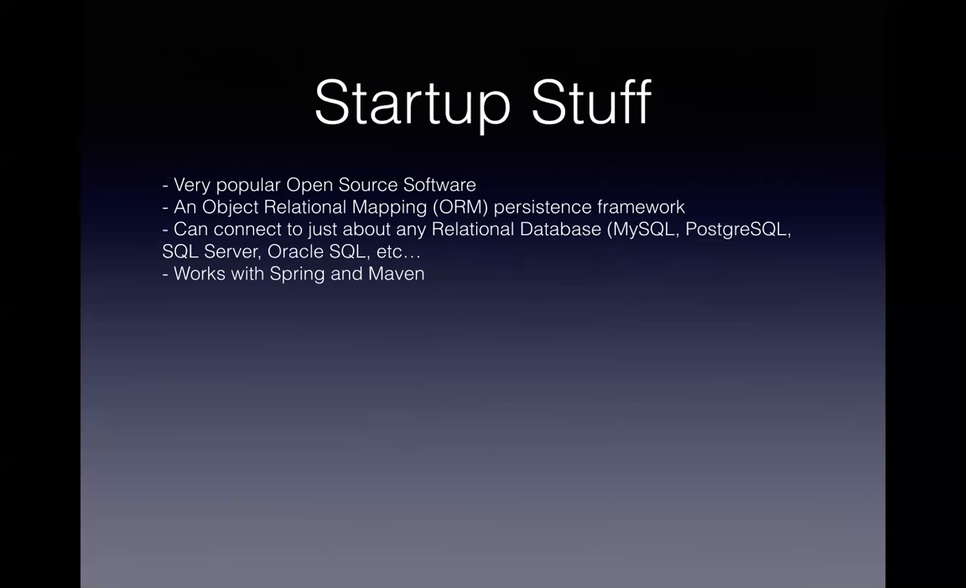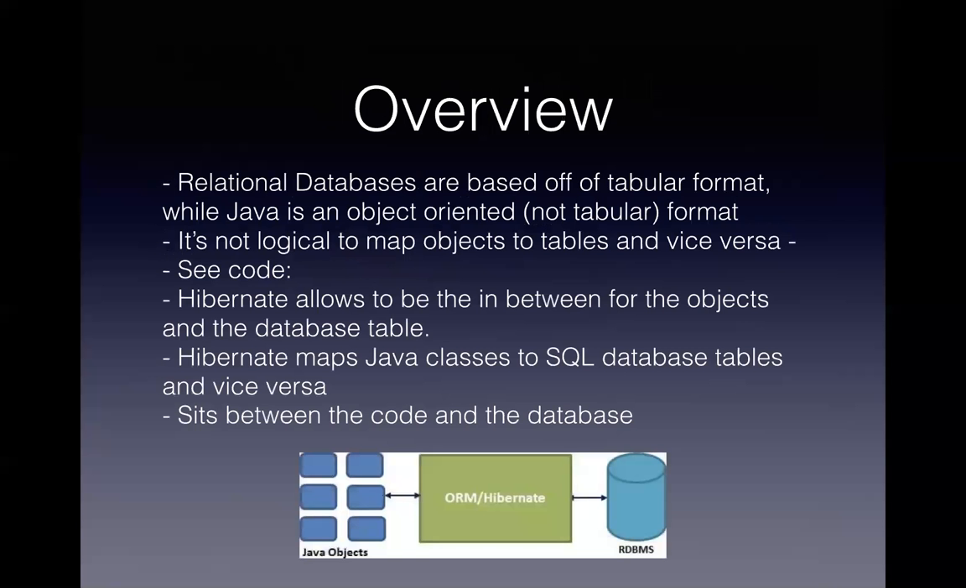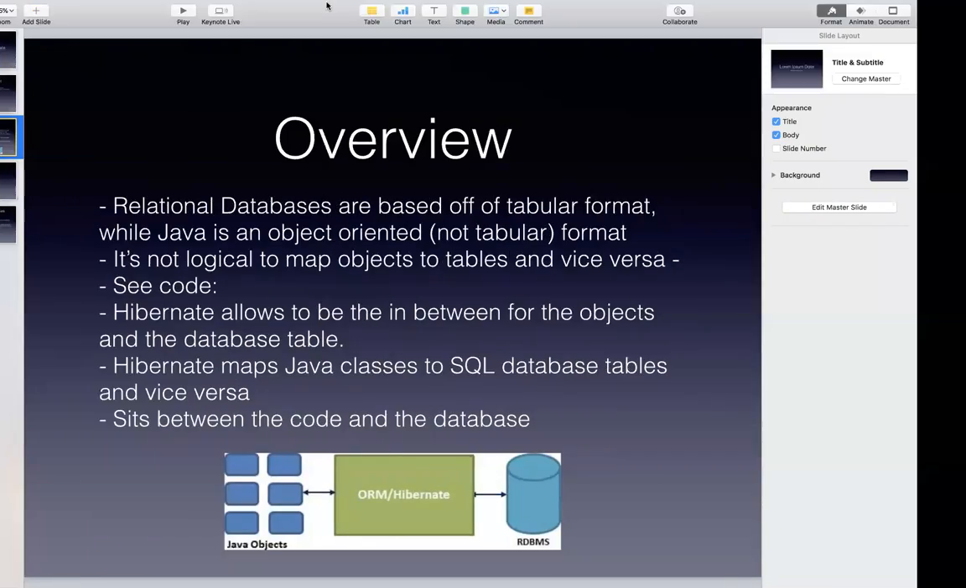And so let's move on to the third slide. Give you kind of an overview of Hibernate. Relational databases are based off of a tabular format, tables, while Java is an object-oriented and not tabular language. And it's not logical to map objects to tables, and I'll show you an example of this.